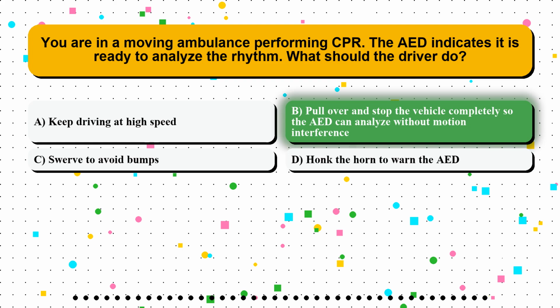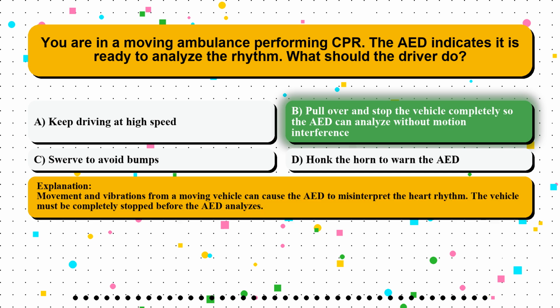The correct answer is option B. Pull over and stop the vehicle completely so the AED can analyze without motion interference. Movement and vibrations from a moving vehicle can cause the AED to misinterpret the heart rhythm. The vehicle must be completely stopped before the AED analyzes.